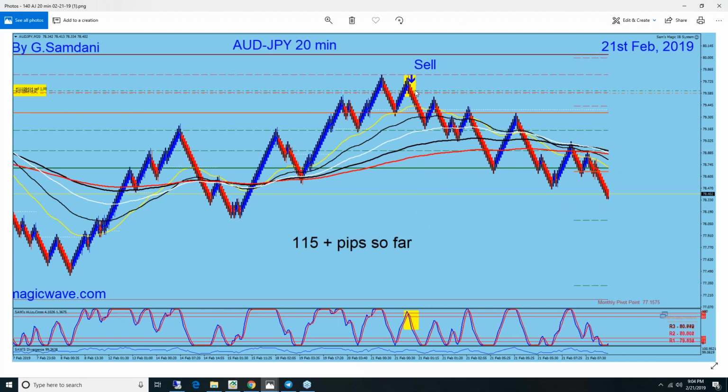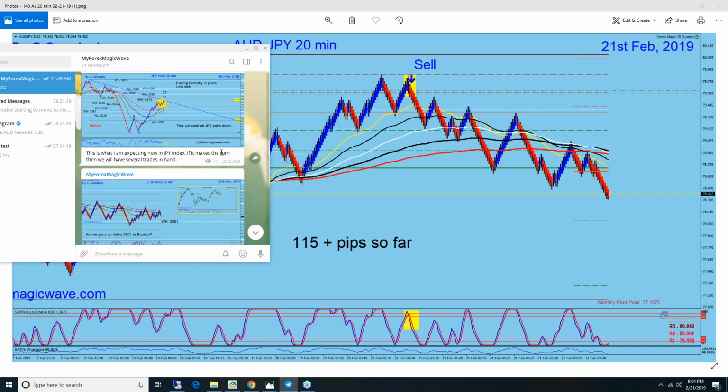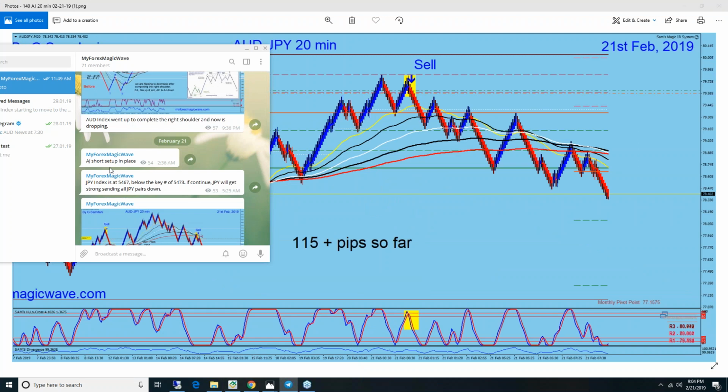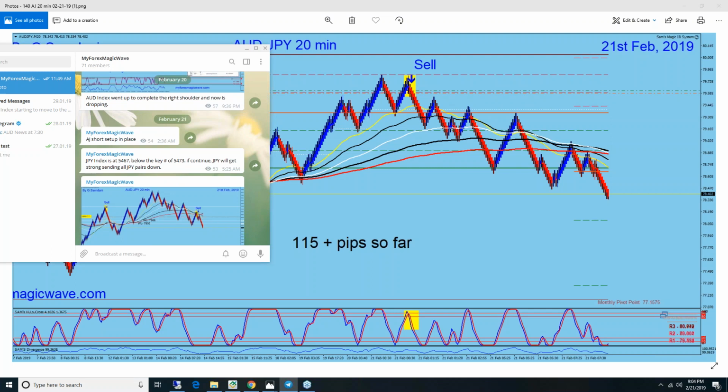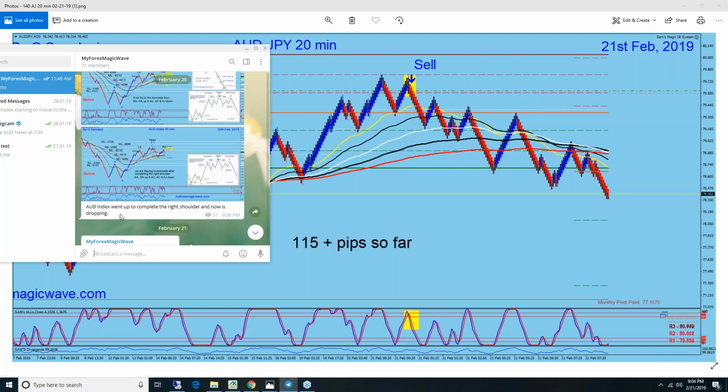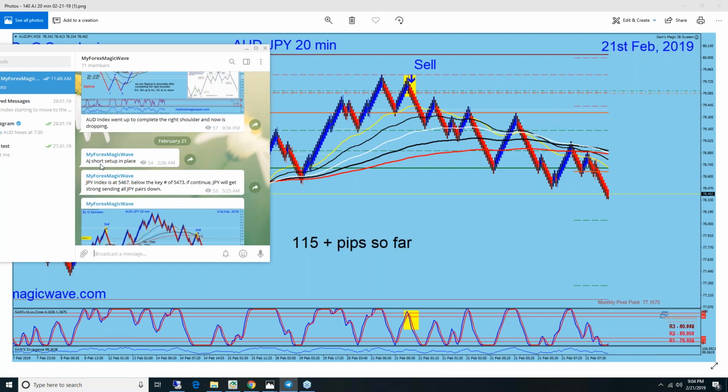Okay, so this is the first entry, and then what happened? The second entry down the road, I posted this chart here, and then look, on the 21st, I said AJ short setup in place, and before that, I warned you that Aussie index went up to complete the right shoulder, and now it is dropping. Aussie index is dropping. That means AJ is going to go down, and EAGA is going to go up, right? And then I even warned you about the setup.